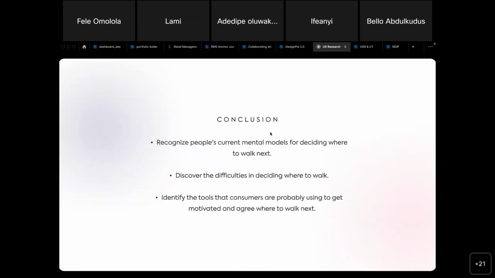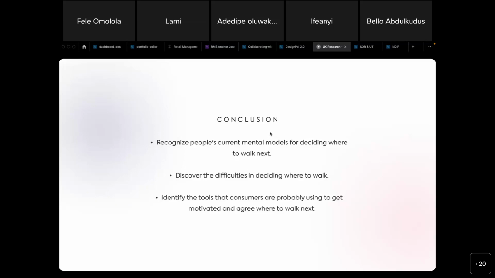So that's all. And the conclusion is: recognize people's current mental model for deciding where to work next. Right? I think I've made mention that you need to understand people's mental model. You need to understand how these people think, and what works for them. Don't be selfish, you just have to put your users first. Then, discover the difficulties in deciding where to work, their pain points, right? All of this is going to inform your design decisions when you're designing your high fidelity. It's going to help you know what you need to put in your design process.